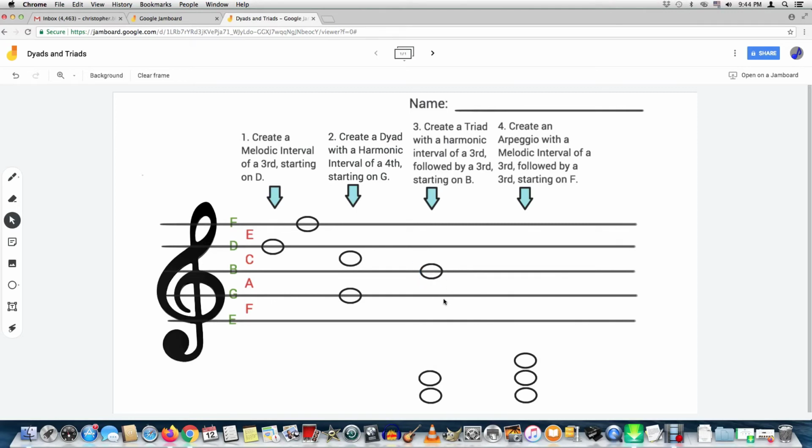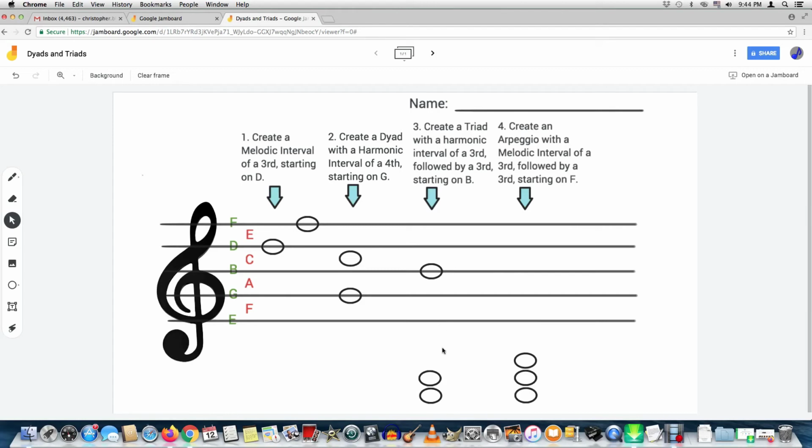Okay. Now, we are supposed to create a harmonic interval of a third. So, by the way, when you're creating these harmonic intervals, or generally speaking, even with melodic intervals, I always want you to move up the staff. So I don't want you to count 3 going down or 4 going down. I always want you to count up, whether it's melodic or harmonic. Okay? So we're starting on B.